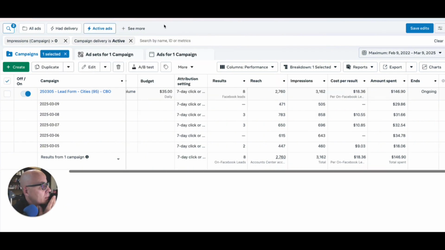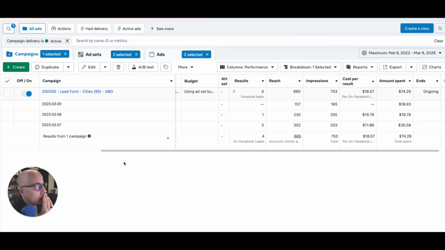This is one that has been running for 5 days. It is at $18 per lead across 95 cities. And so right now it's doing particularly well. I'm not going to touch this. This is definitely within KPI. Yesterday, you can see there were 3 leads generated. No leads today. Sometimes Sundays is a slow day, but still within KPI. So we're going to let this one be.